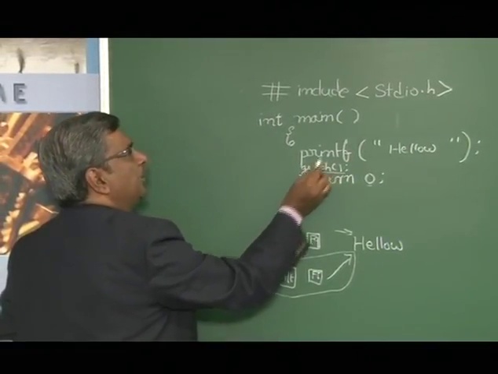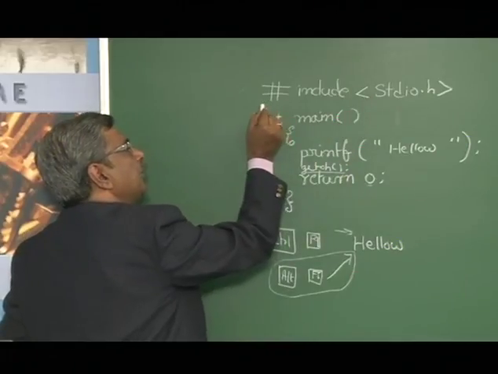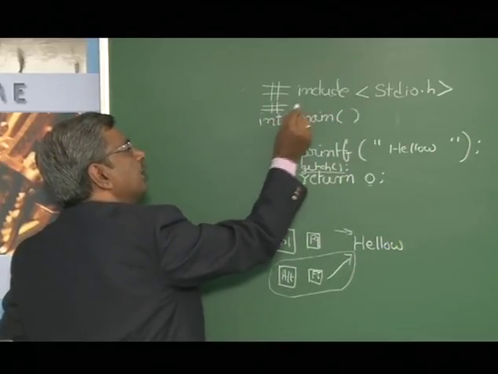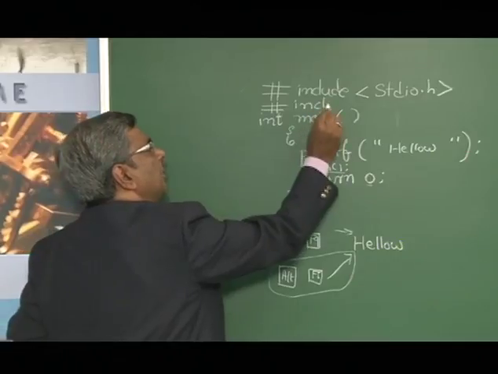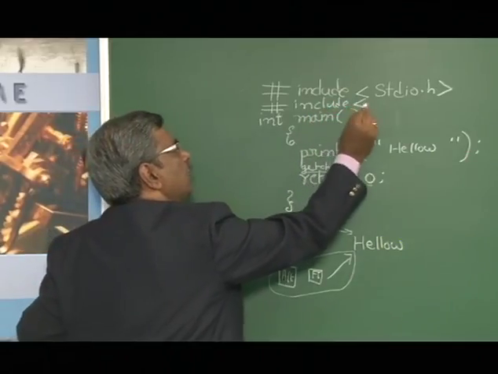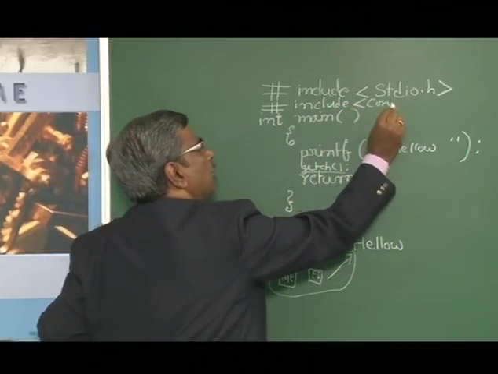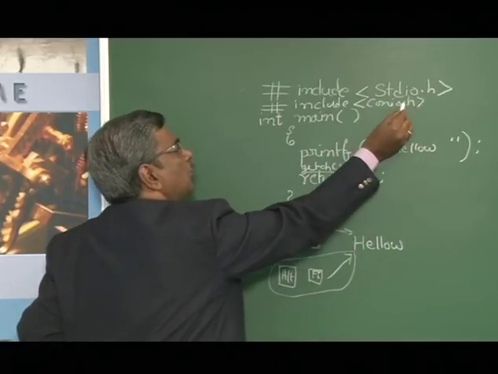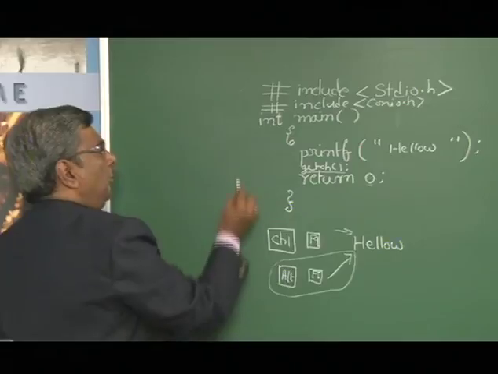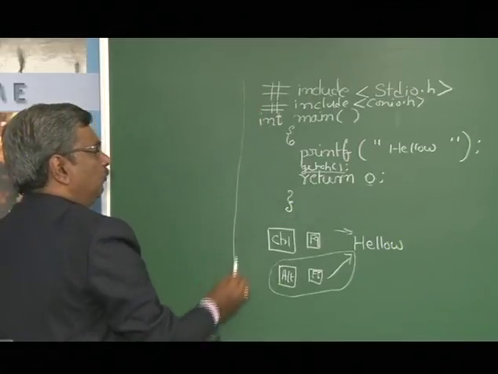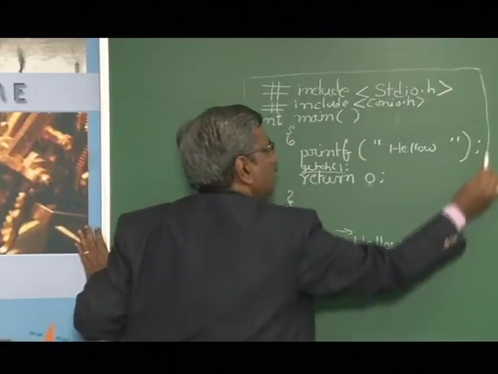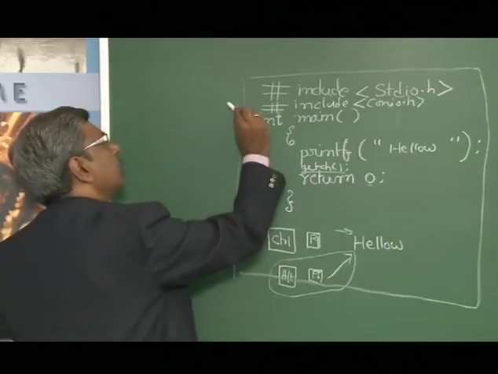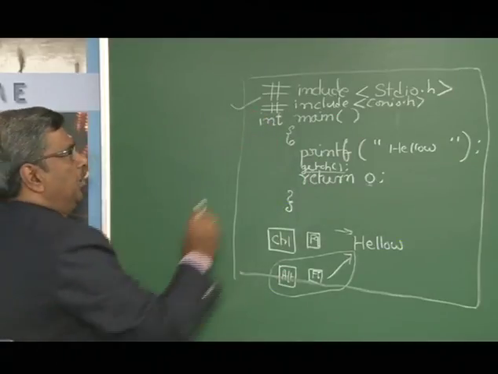This is not included in stdio.h. You have to include one more file called conio.h. Conio, console input output header file. So here you have written the first program with the basic header files which are required in all your programs.